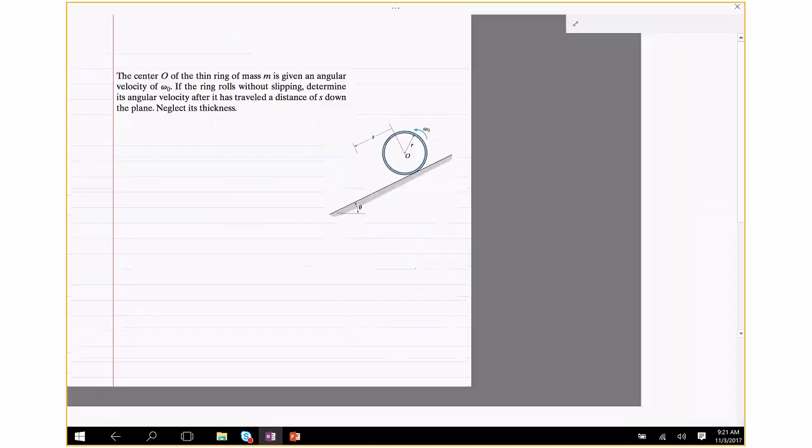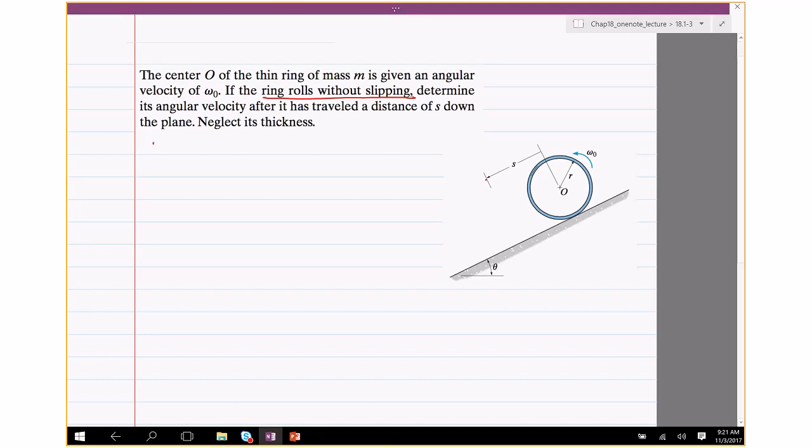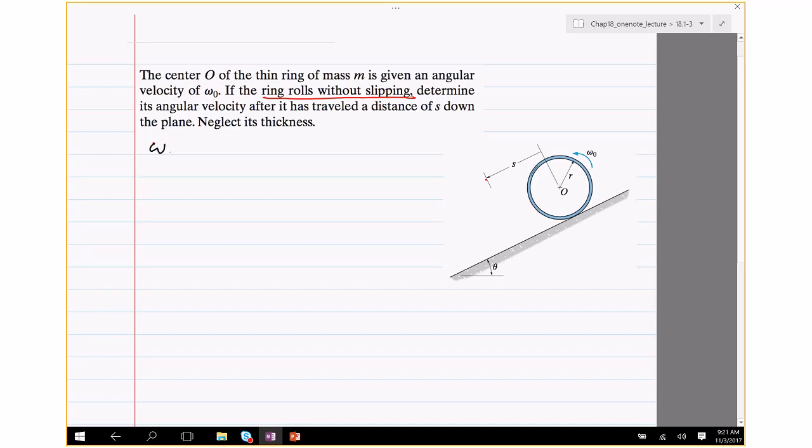Okay, here is a slightly harder problem. The center of the thin ring of mass m is given an angular velocity of omega 0. If the ring rolls without slipping, determine its angular velocity after it has traveled a distance of s down the plane. Omega 0 is the initial speed. Does s down the plane mean along the length of the hypotenuse, or is it changing in the y direction? It's exactly the way it is shown, so it's along the plane.